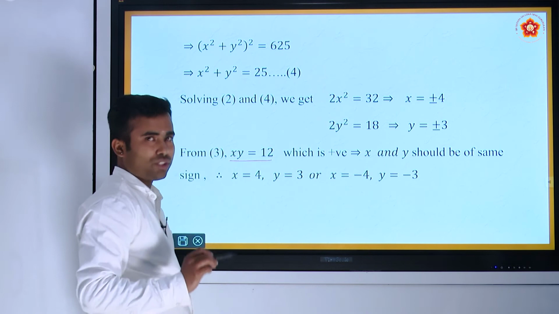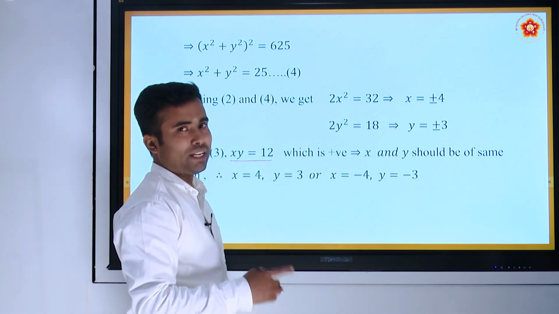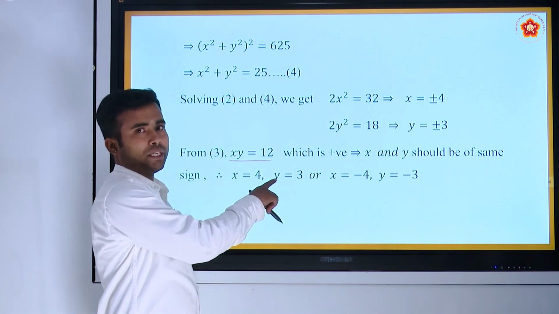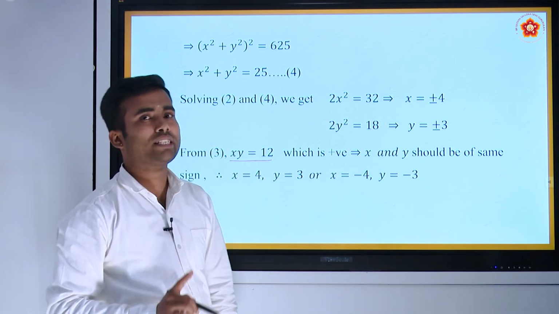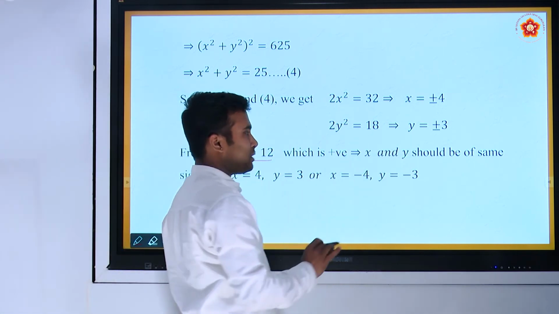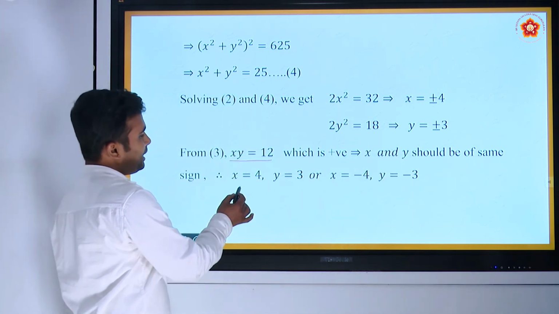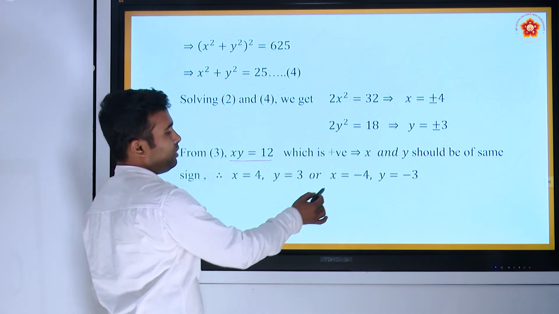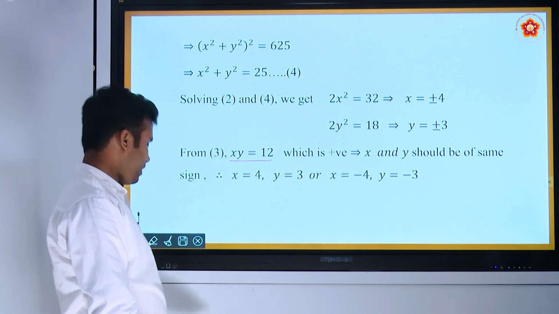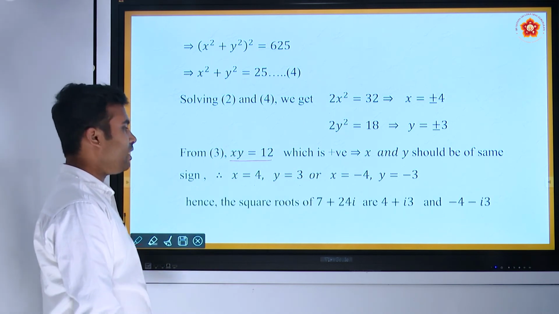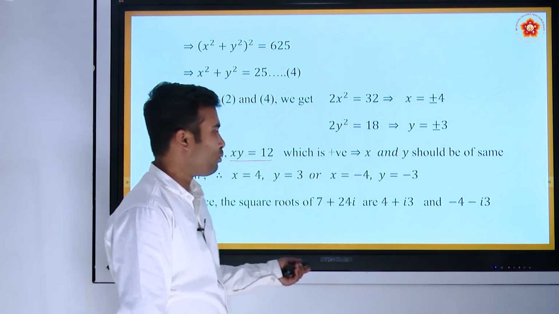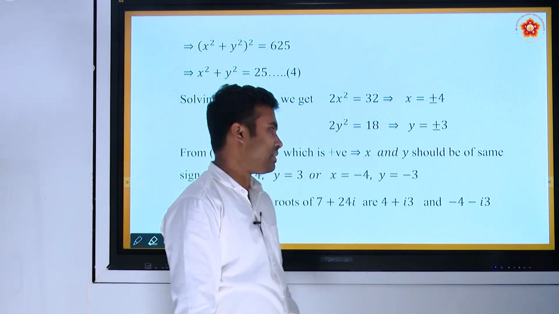The product is positive, that means b is positive, as we discussed in the previous video. So b is positive means both x and y will get the same signs. Understand? So x and y should be of the same sign. Therefore, if I take x equal to 4 and y equal to 3, or x equal to minus 4 and y equal to minus 3, hence we can write the square root of the given complex number as 4 plus 3i or minus 4 minus 3i.